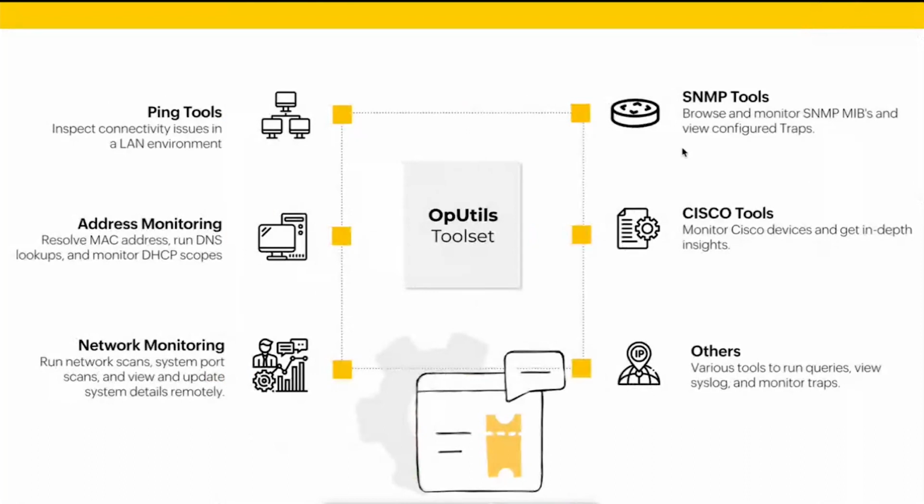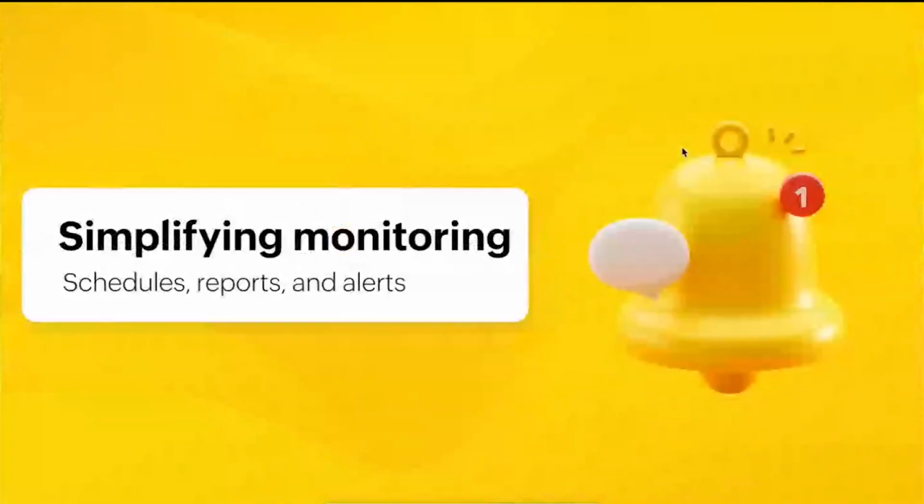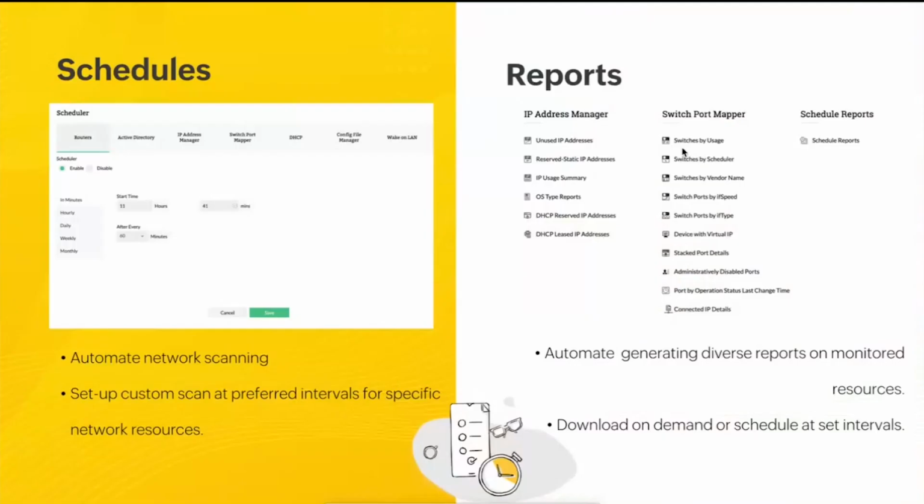Now comes the part of simplifying IP address space monitoring with OpUtils. So in this part, we'll be seeing about schedules, reports, and alerts. So I think we'll start with schedules. So what is this scheduler option, and why do you need the scheduler option?